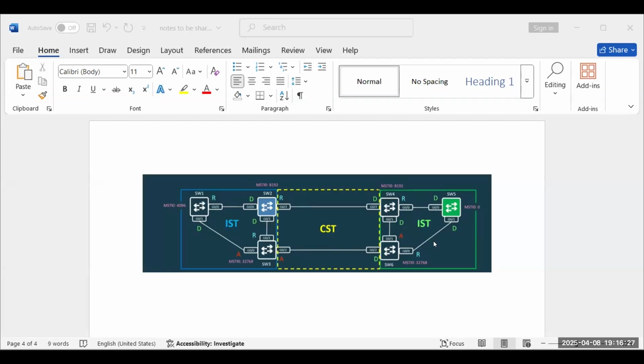But in each of the regions, there should be a root bridge. Root bridge in the sense that it will be acting as an exit interface to the regional root switch, or like we said, the region itself is a logical switch. So the exit interface to the regional root switch will be elected as the root bridge for this particular region. Exit interface for the regional root.